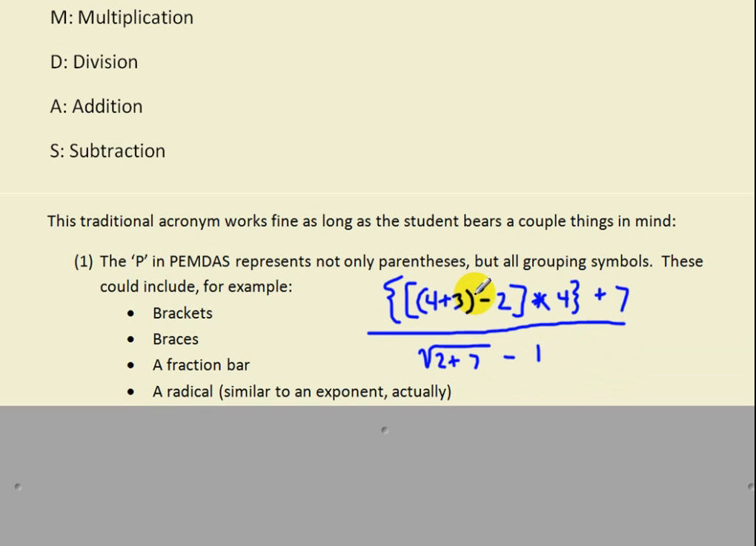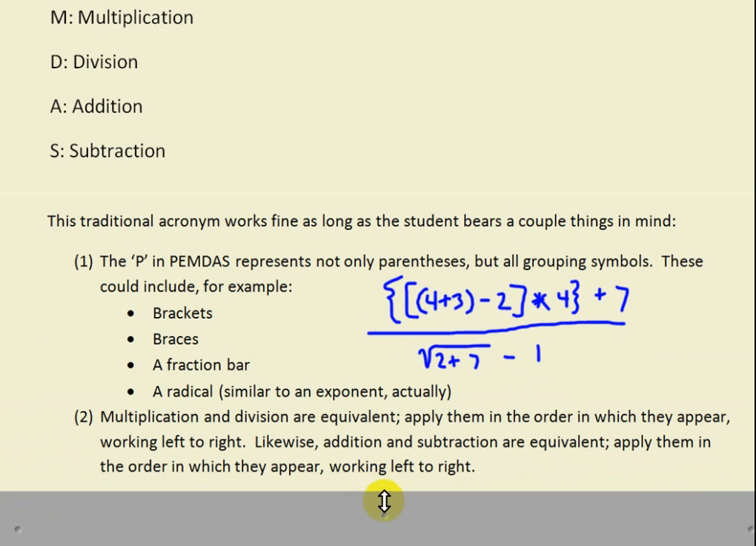There's only one set of parentheses, but a lot of groupings. There's a set of parentheses first, then a set of brackets that also shows grouping. There's a set of braces which shows grouping. This radical shows grouping. The 2 plus 7 gets grouped together. Also, the fraction bar separates this group from this group of terms. Okay, so a lot of grouping there, not just parentheses. So keep that in mind.